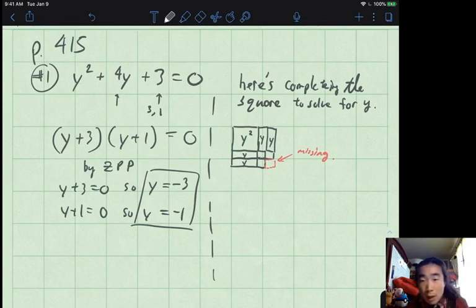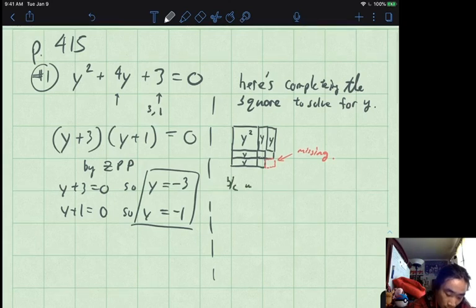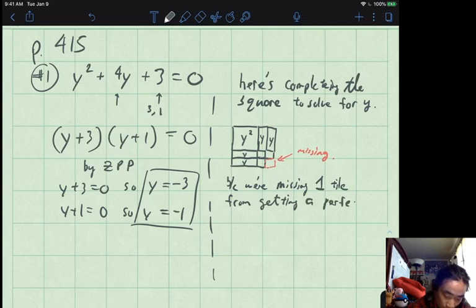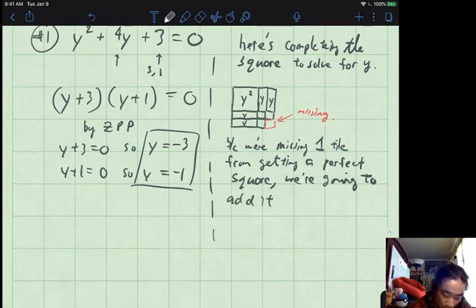And you'll see why the name is completing the square. Because at this point, we're missing one tile from getting a perfect square, we're going to add it in to both sides.